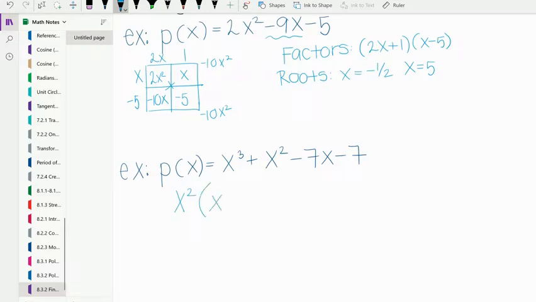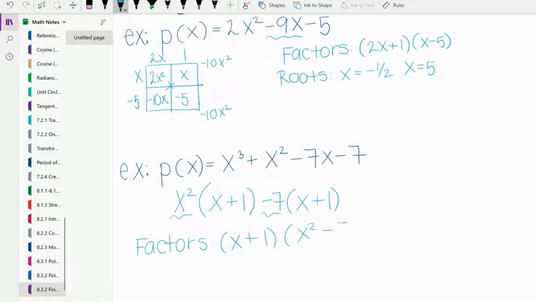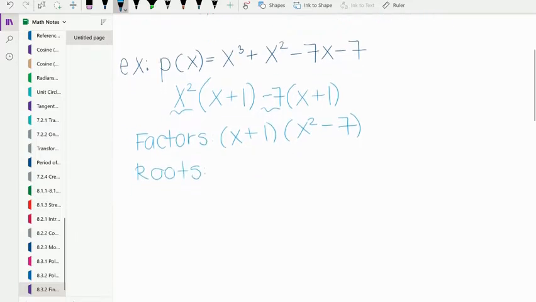So if we do that, then we would get an x plus 1. And from the second two terms, you can take out a negative 7. So you would also get an x plus 1. And so your factors of this polynomial would be x plus 1, and then the other factor would be x squared minus 7. And then to solve it, you would just set them equal to 0, and that's how you would be able to find your roots. So your x-intercepts or roots would be x equals negative 1 and also x equals plus or minus root 7.